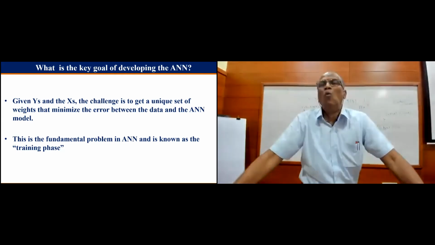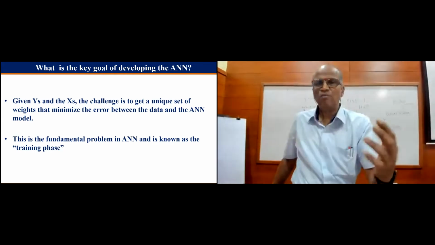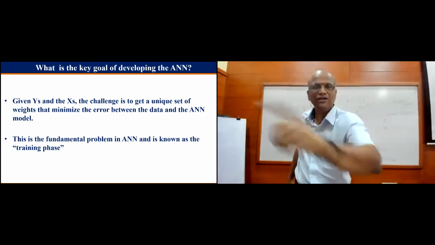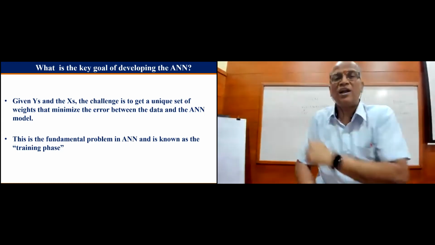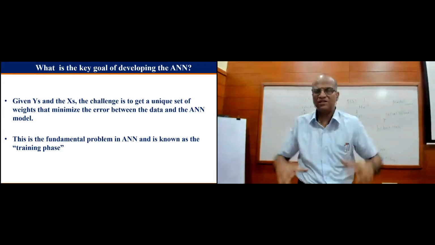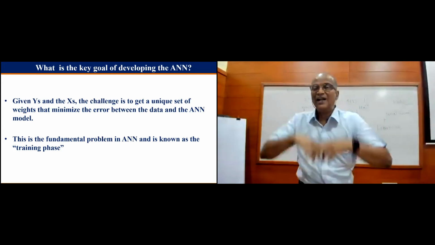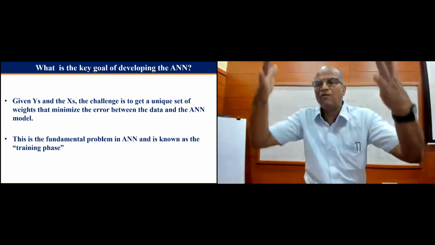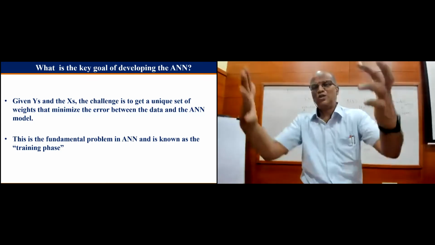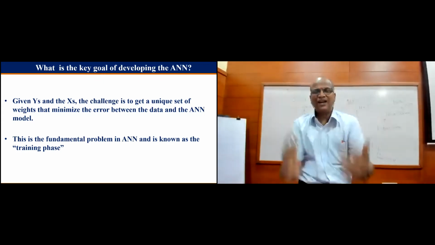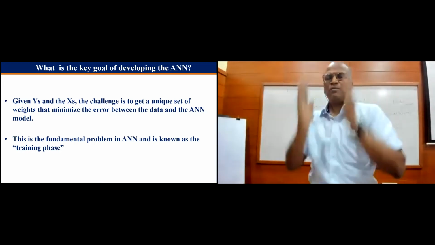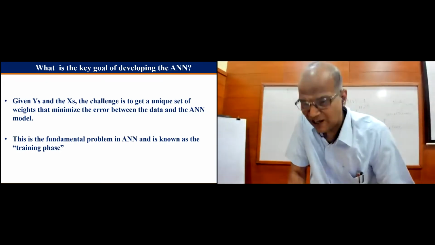the ANN model. What is the ANN model? The ANN model will give a predictive relationship for y. Given x1 to xn, it will return the value of y. How can it do that? Because it is looking at this data and at your ANN architecture, and all the weights you have created get trained and are given numbers. Therefore, once all the weights are trained, given the X's, it will be able to give the y. So this is the fundamental problem in ANN, and it is known as the training phase.